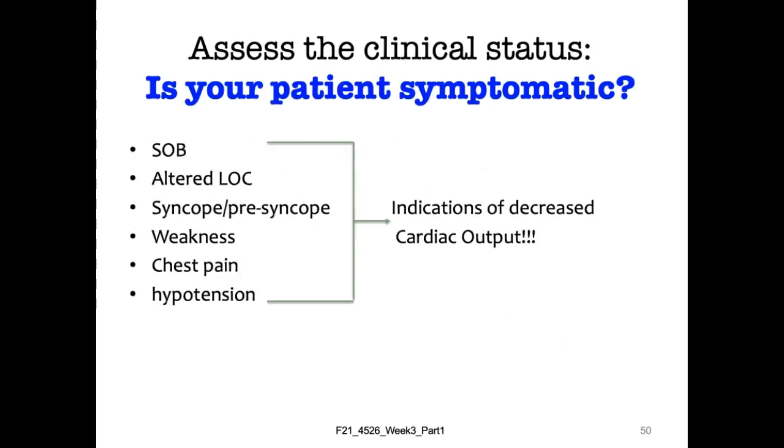So what are you going to do? Well, first thing you're going to do is assess your patient. Is your patient symptomatic? Symptoms occur when the rate decreases to a point where there's a decreased cardiac output resulting in decreased perfusion. So what are you going to see? You're going to see classic symptoms of decreased cardiac output. There may be shortness of breath, altered level of consciousness, syncope, pre-syncope, where you're becoming dizzy but you don't faint. Syncope is fainting. Weakness, chest pain, hypotension. These are all indications of decreased cardiac output.